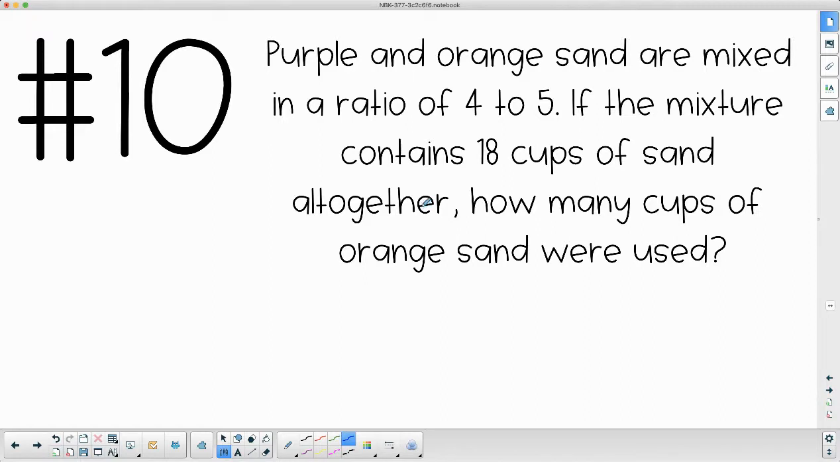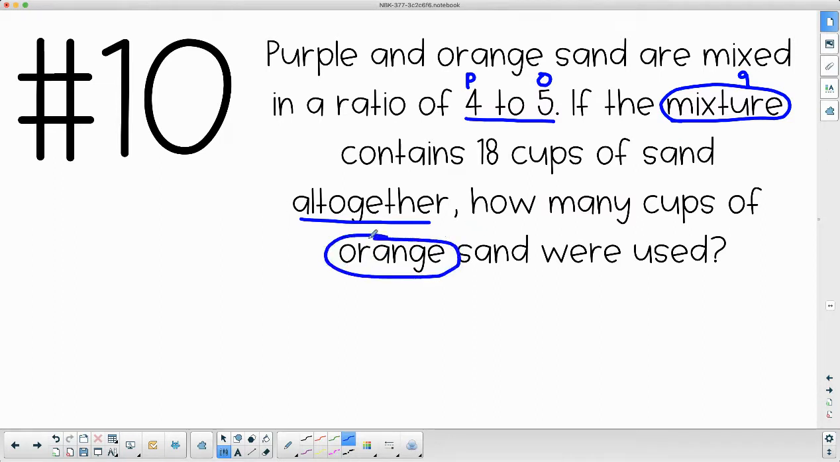Hey, we've got purple and orange sand mixed together in a ratio of 4 to 5. So same order, purple came first, orange came second. If the mixture, so this word right here tells me that they just put all of this together. So if I add 4 purple and 5 orange, the mixture makes 9 total. So the mixture contains 18 cups of sand all together. We're talking about a total here. How many cups of orange were used?